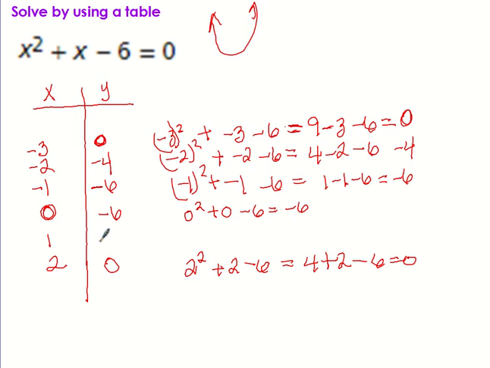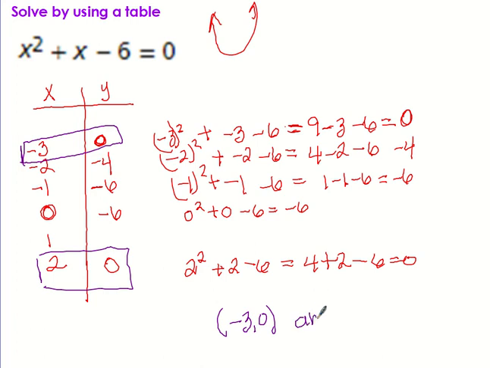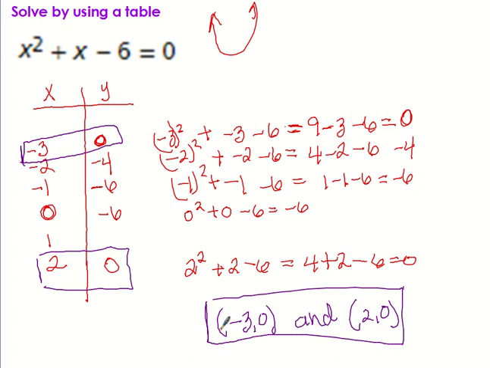I should just automatically know that 1 will be -4, because we know that they are the same pattern, right? So there are my solutions. My zeros are -3, 0 and 2, 0. Those are the x-intercepts, that's what we're looking for. Those are our 0 solutions.